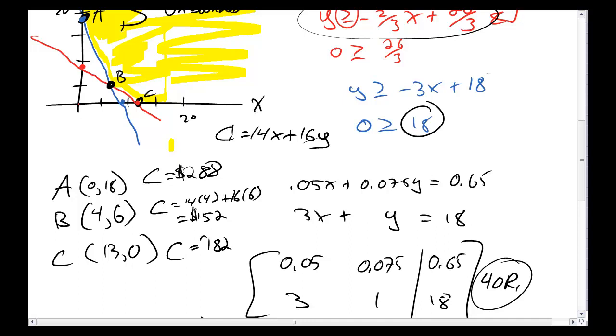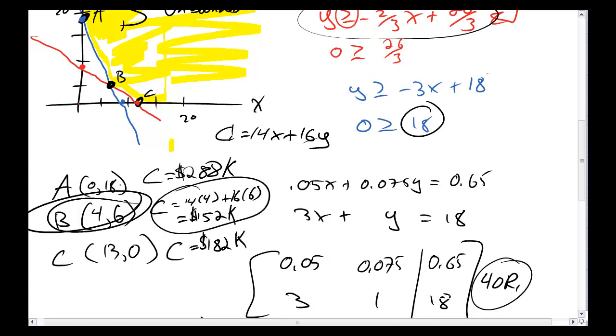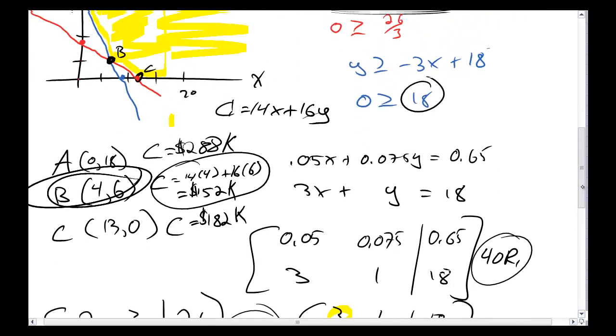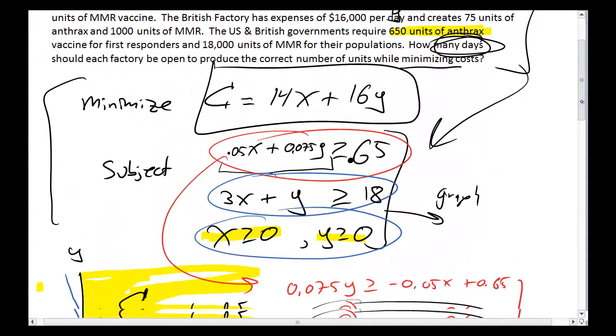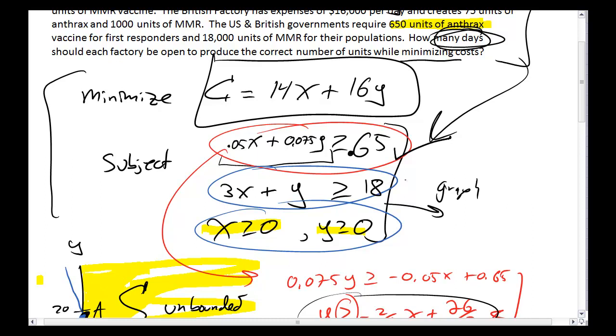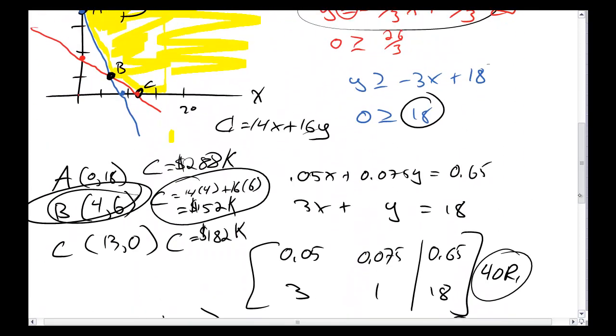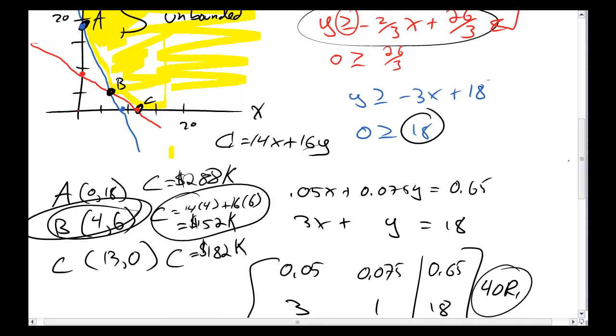These are the actual costs, and these are in thousands of dollars. These are costs, so I'm trying to minimize, which tells me this guy right here is my minimum answer. So this will produce the correct number of anthrax vaccines and the correct number of MMR vaccines while making my cost be the least bit possible. If I only ran the British factory, it would cost me $288,000. If I only ran the American factory, it would cost me $182,000.